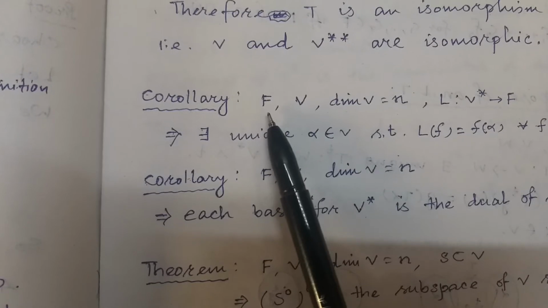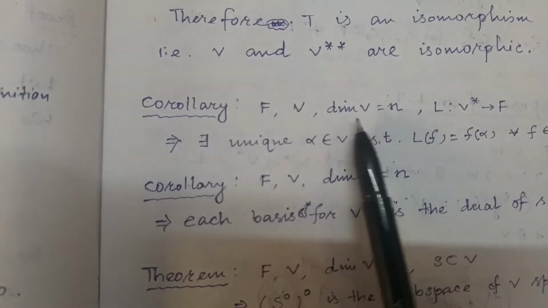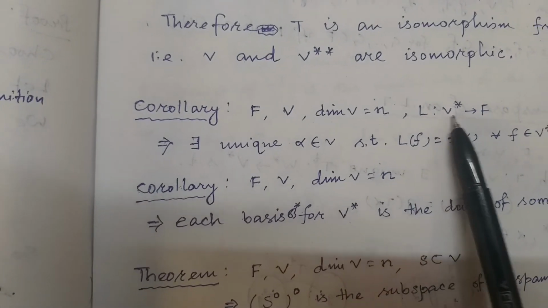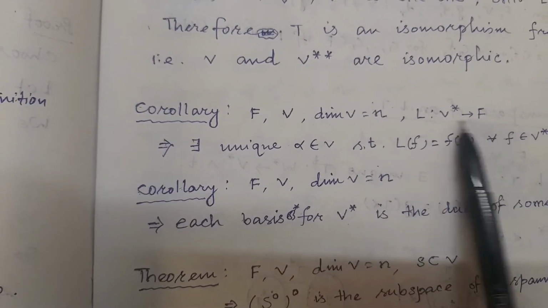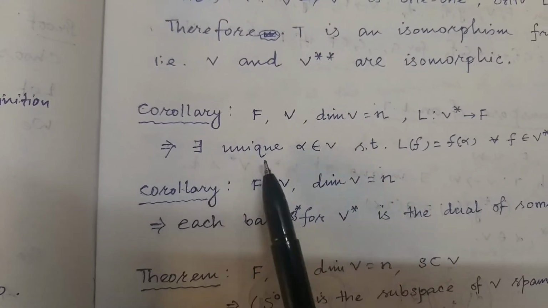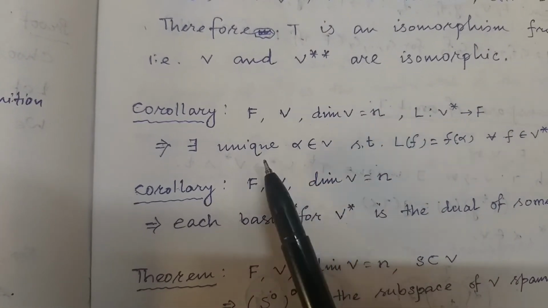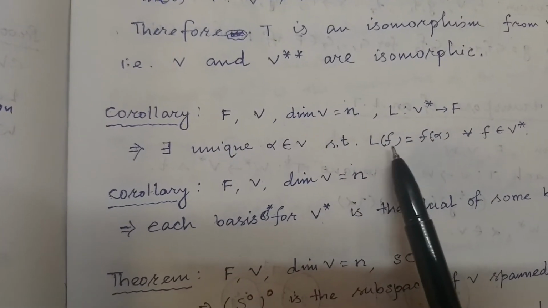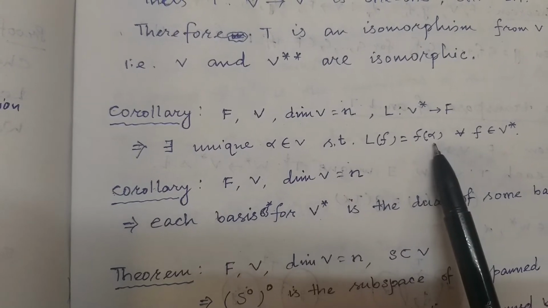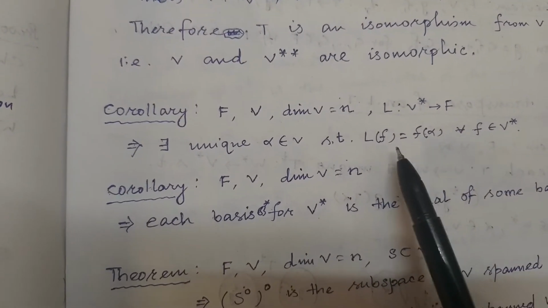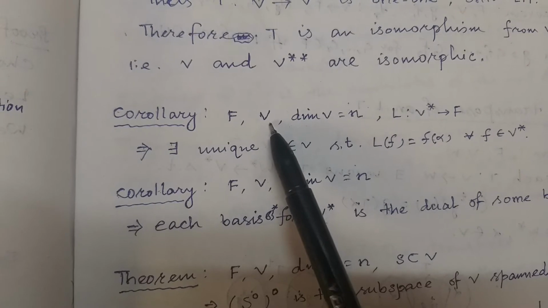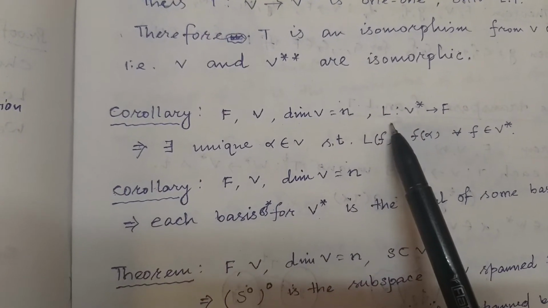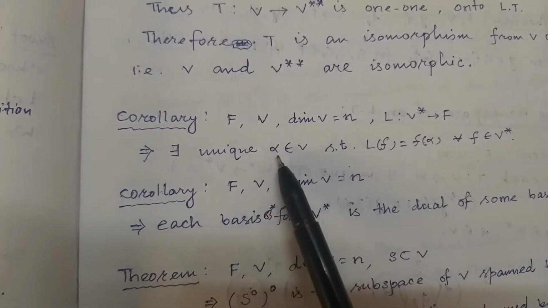Let F be a field and V be a finite dimensional vector space over F, and L is a functional from V star to capital F. This is given. Then the conclusion is that there exists a unique alpha. That means for a given L, we will find a unique element alpha such that L is defined in this way, L(f) equal to f(alpha). Previously we chose alpha in V and defined L in this way, so we got L. Here L is given, we are finding alpha.